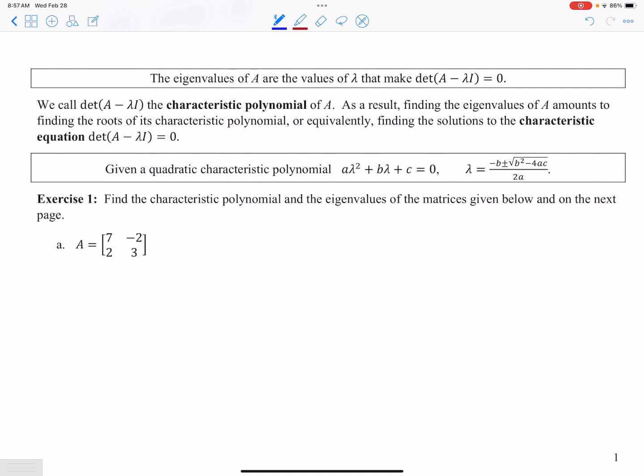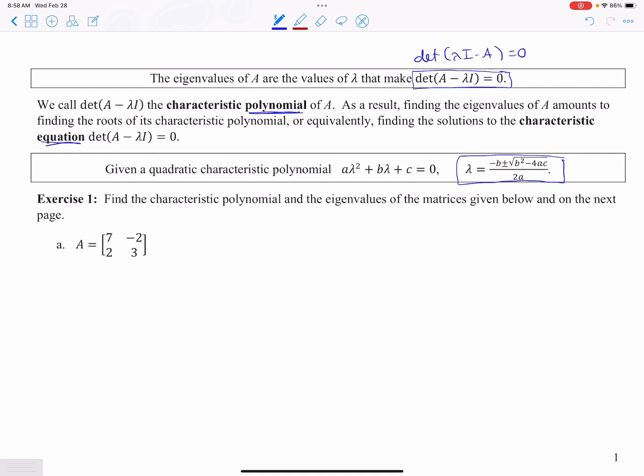The eigenvalues of A are the values of lambda that make the determinant of A minus lambda I equal to 0. You may also see determinant of lambda I minus A equals 0. Either one works. And the determinant of A minus lambda I is the characteristic polynomial. Notice there's no equal to, so the polynomial does not have an equal to, but the characteristic equation just has that equal to 0 part. So if we have a quadratic characteristic polynomial, then we can solve for our lambdas using the quadratic formula. So we're going to practice that.